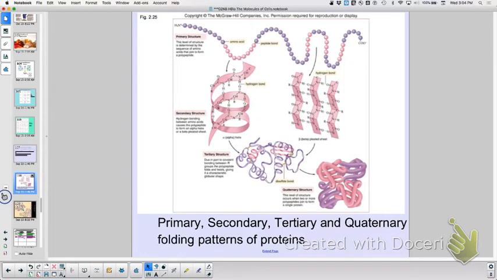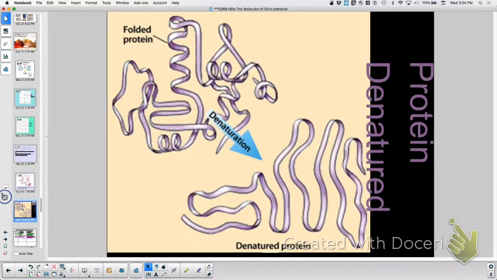Okay? And then we said you could cook a protein, you could denature it, right? And when you denature it, it could be permanently denatured, like if you fried your hair, right? Or you fried an egg. Or it could be temporarily denatured due to temperature and pH. We're going to learn that later.